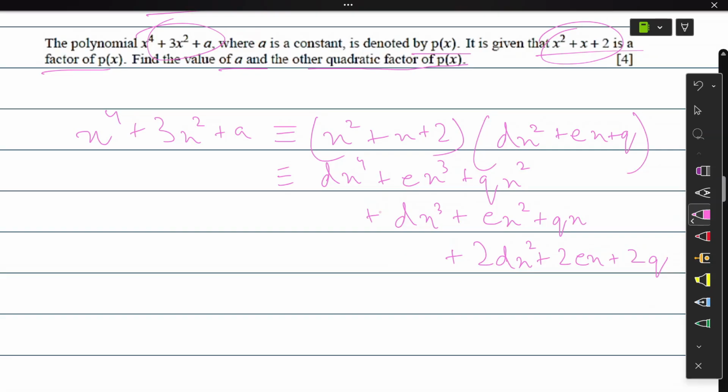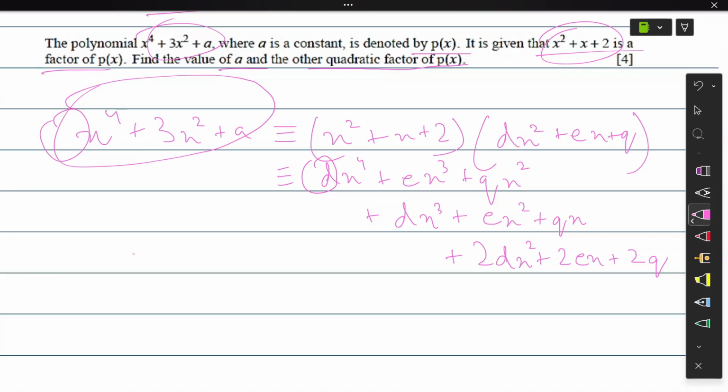Now all of these values, the power 4 coefficients and the cubic coefficients, must match this equation exactly. So let's talk about the power of 4. The power 4 coefficient in our general form is d, and in our actual form is 1. So d equals 1. There we go. We need to find the quadratic factor as well, right? That is why I'm doing this. Now a is the constant term in the actual polynomial. In our general polynomial, it is equal to 2q. So a equals 2q. Let's note that down as well.